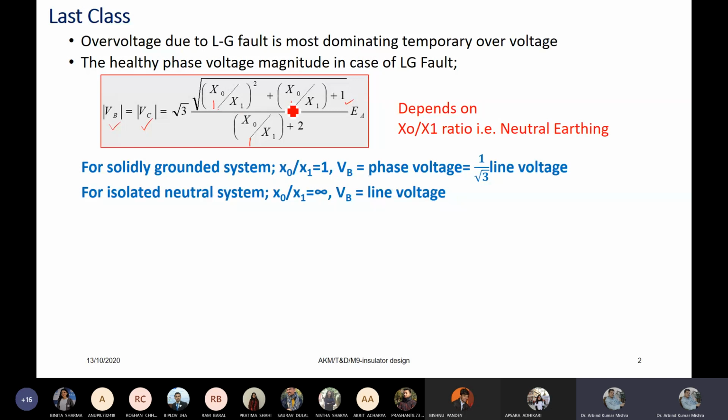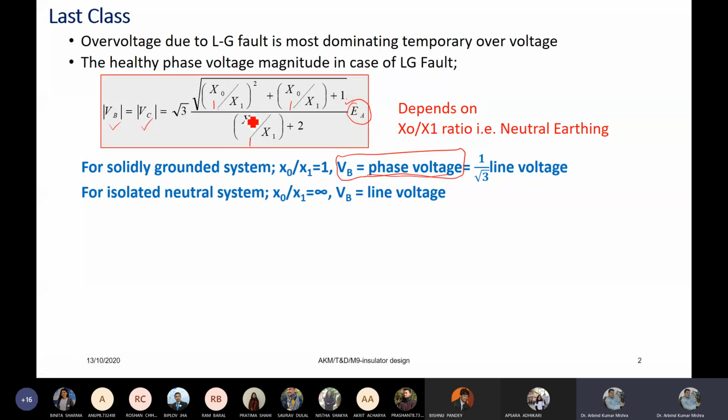So as you can see, 1 plus 1 plus 1, root 3, multiplied by root 3, becomes 3, and here 1 plus 2 is 3. So that means 3 by 3. So in that case, it will be only the phase voltage. And we say that the conclusion is, in case of solidly grounded system, in case of single line to ground fault, there is no over voltage at all. When we say that the voltage is the same as the phase voltage, it means there is no over voltage.